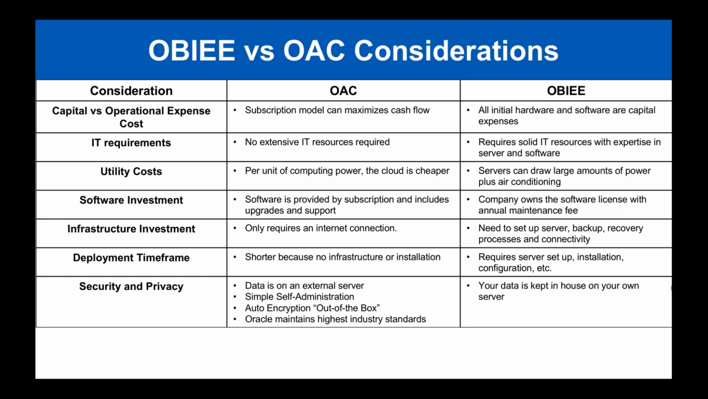First thing we look at is capital versus operational expense costs. With OAC, it's a subscription model. So it's not necessarily investing a lot in hardware or anything like that. You're just subscribing to it. And then, you don't have to have any particular hardware set up. You're not buying any specific software. And we'll get into some of the licensing considerations in more detail a little bit later.